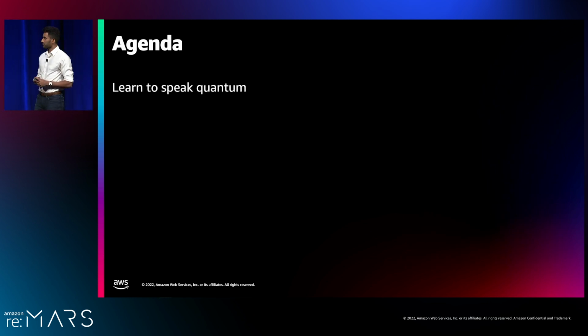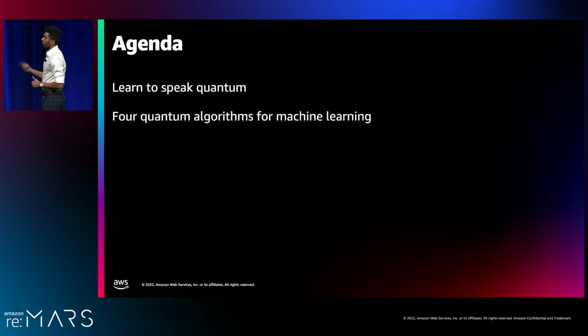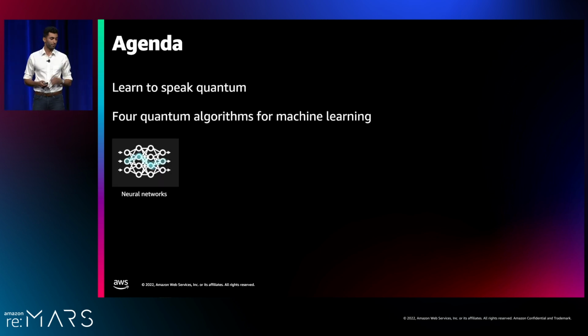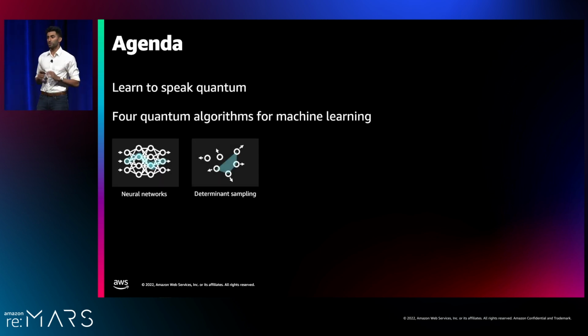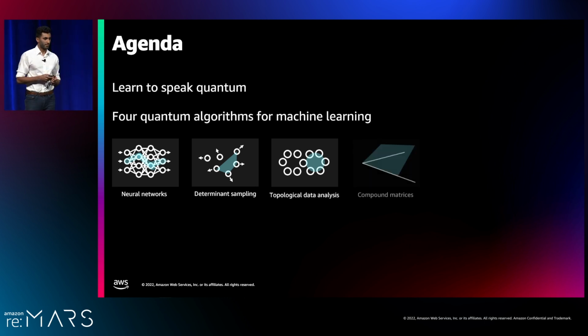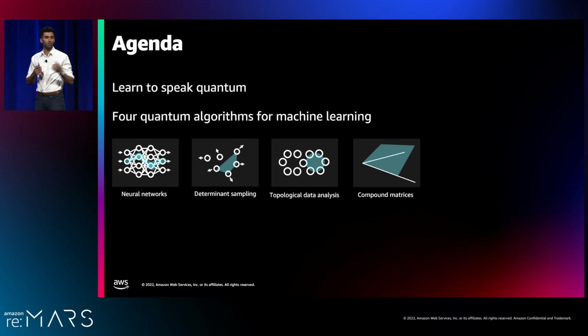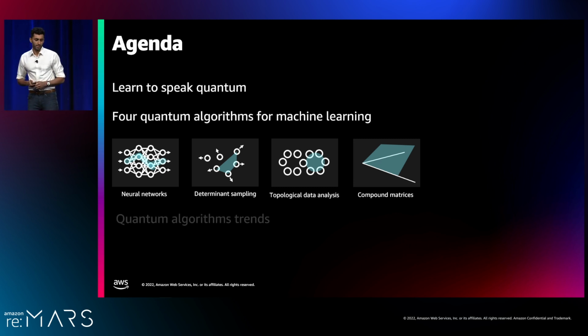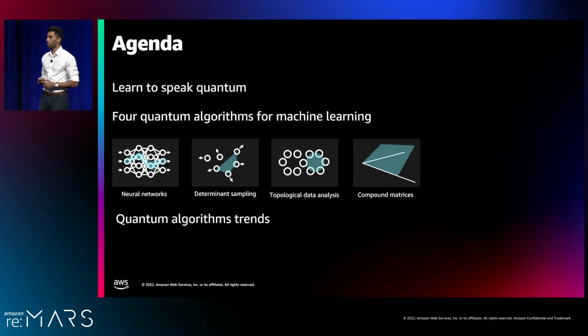So in this talk, first, I'll teach you some jargon. We use a lot of jargon in the industry. There are 3 terms that I think you should know. Then I'll show you 4 quantum algorithms for machine learning. One for neural networks, another for determinant sampling, which will help you select diverse representatives from a set, topological data analysis, which will help you understand the shape of your data, and compound matrices, which will take you from looking at pairwise interactions to group-wise interactions. And finally, I'll close off with some quantum algorithms trends and takeaways that you can use today.